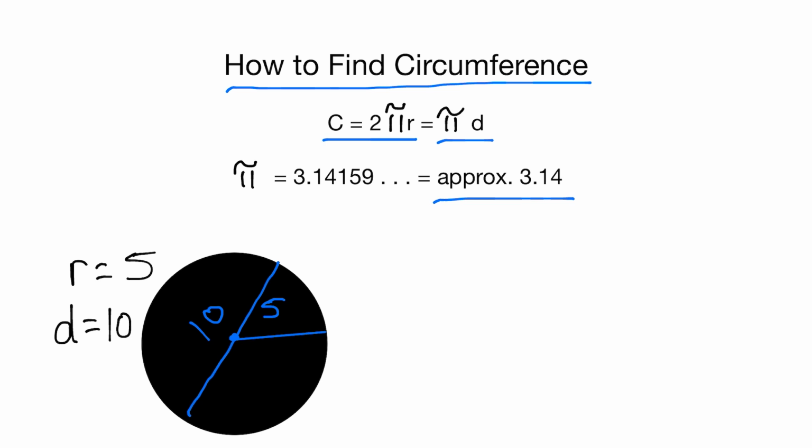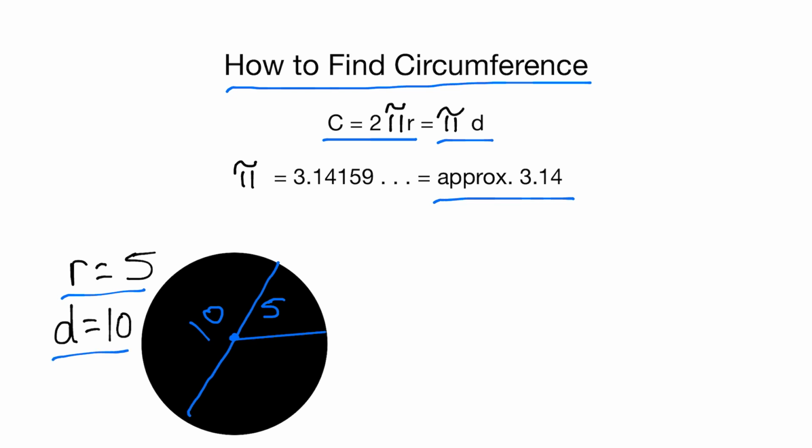If the problem is asking you for something other than using 3.14 for pi, or maybe your pi button on your calculator, then the problem will tell you what to use for pi. Because obviously we can't go on and on forever and use all the digits of pi. It never ends.